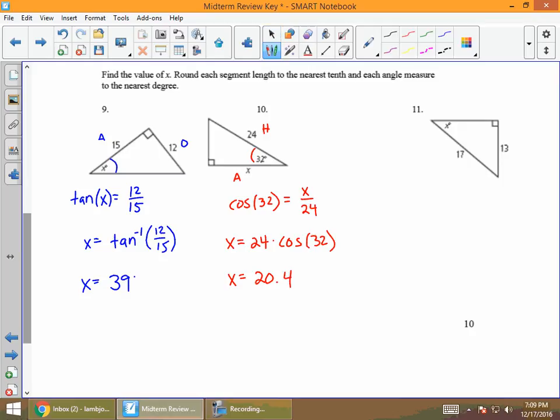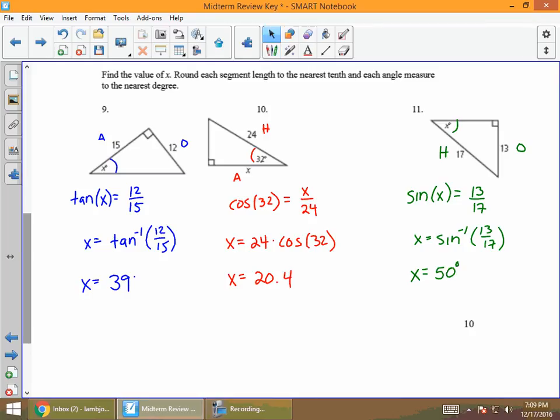And question number 11, again, here's my angle x, opposite, hypotenuse. We're dealing with sine now, so the sine of the angle, the sine of x, is equal to 13 over 17. That's opposite over hypotenuse. Get rid of sine by using arc sine. There's the sine with the -1 of 13 over 17. Type into my calculator second sine. 13 over 17 is 49.8, so that rounds to 50 degrees.